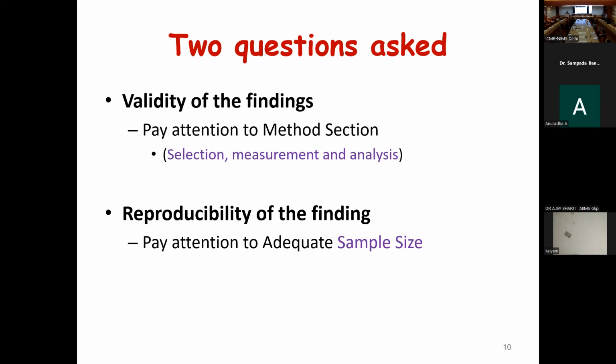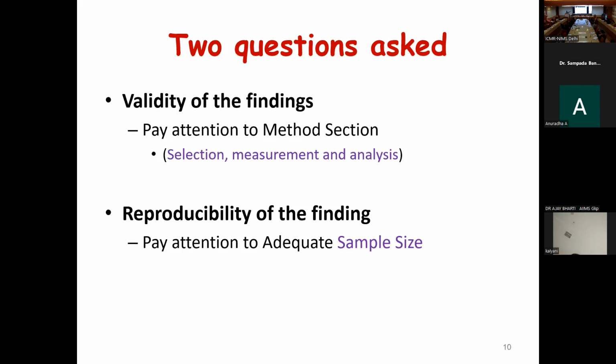So validity is a function of the conduct of the study, or the method section. Pay attention to your method section, right? That means selection, measurement, analysis. Those will determine, so they threaten the validity of the study result. Sample size threatens the reliability.